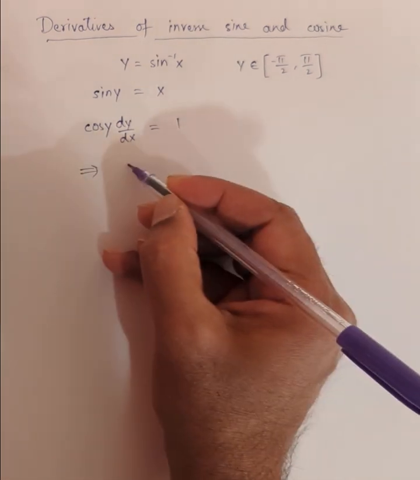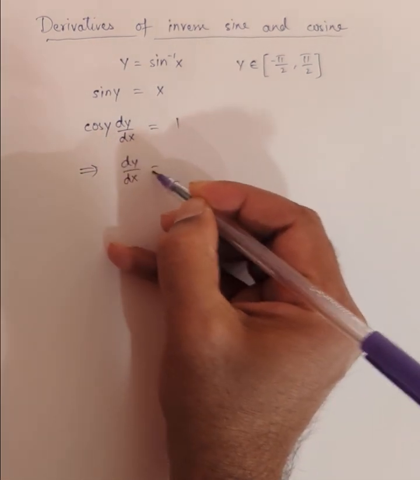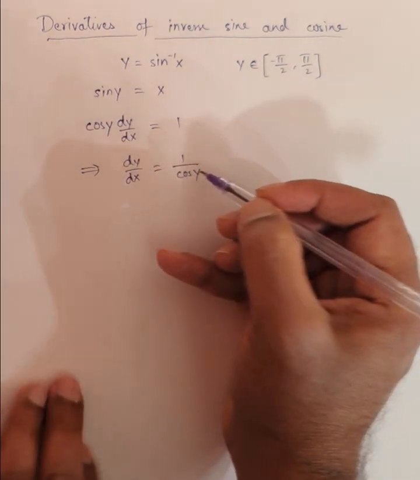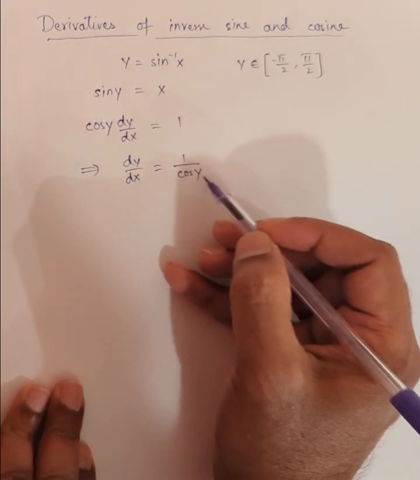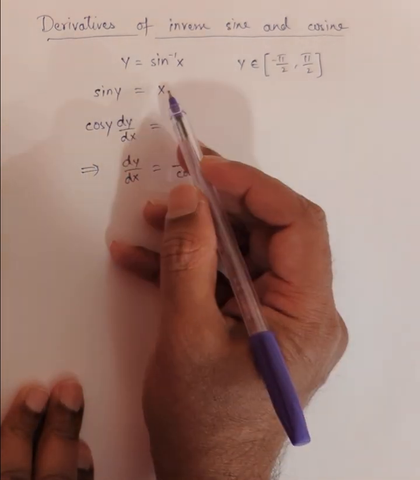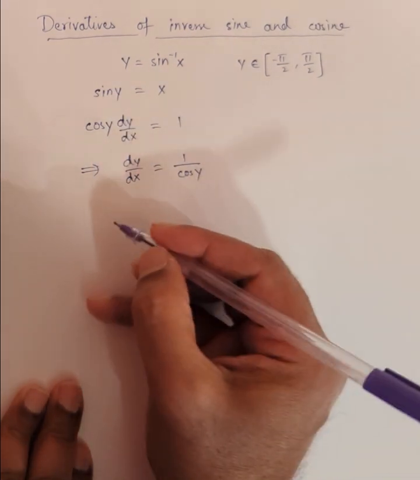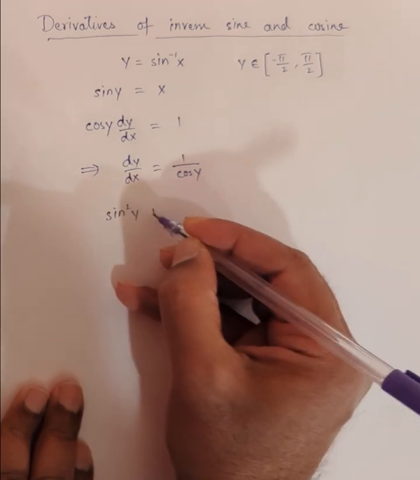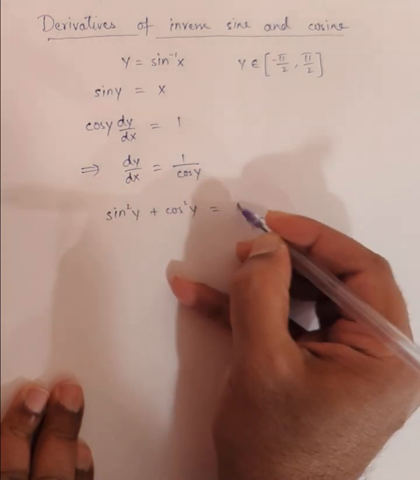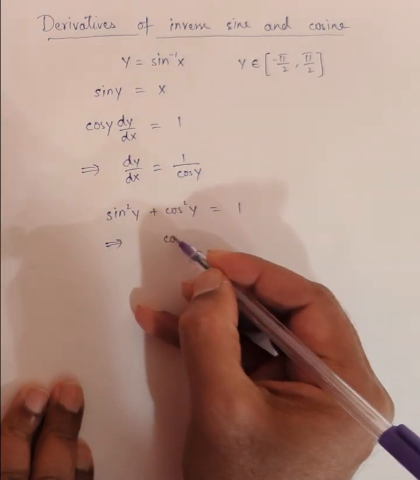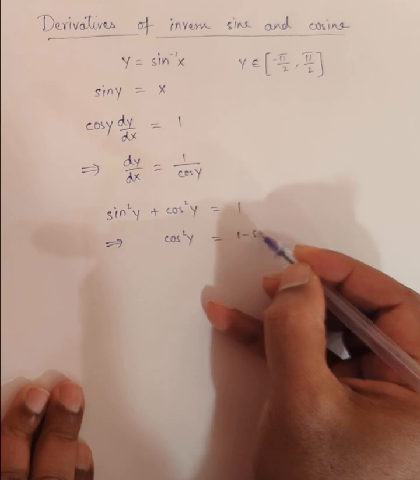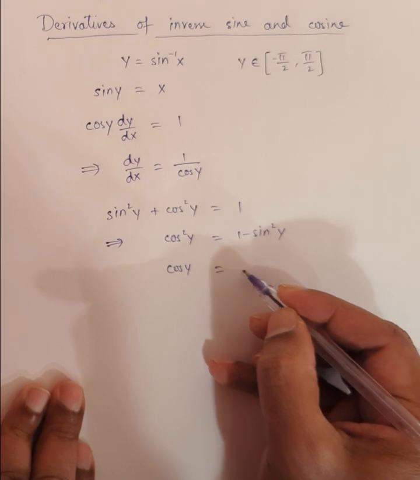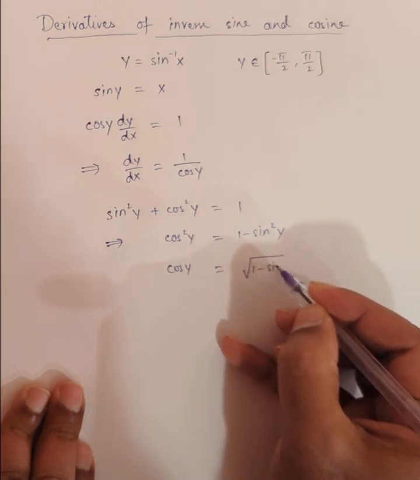Which means to get dy over dx, I need to divide both sides by cosine y. So cosine y, how do I get this in terms of x? I know x is sine y, but I want cosine y. So here is the Pythagorean identity that I'm going to use. Sine square y plus cosine square y is equal to 1, which means cosine square y is 1 minus sine square y, and cosine y would then be the square root of 1 minus sine square y.